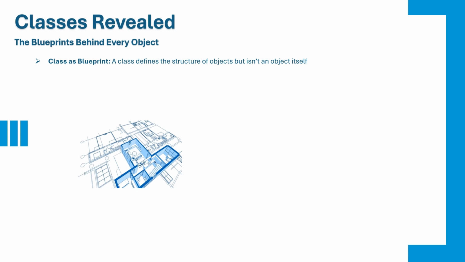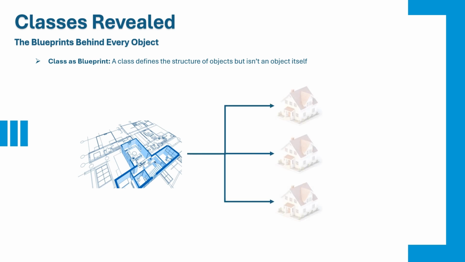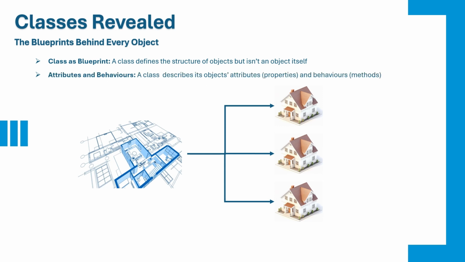Once you define a class, you can create any number of objects based on it. A class has a name, also known as its type, and it describes two key things: its attributes and behaviors. In coding, we call these attributes properties and the behaviors methods.